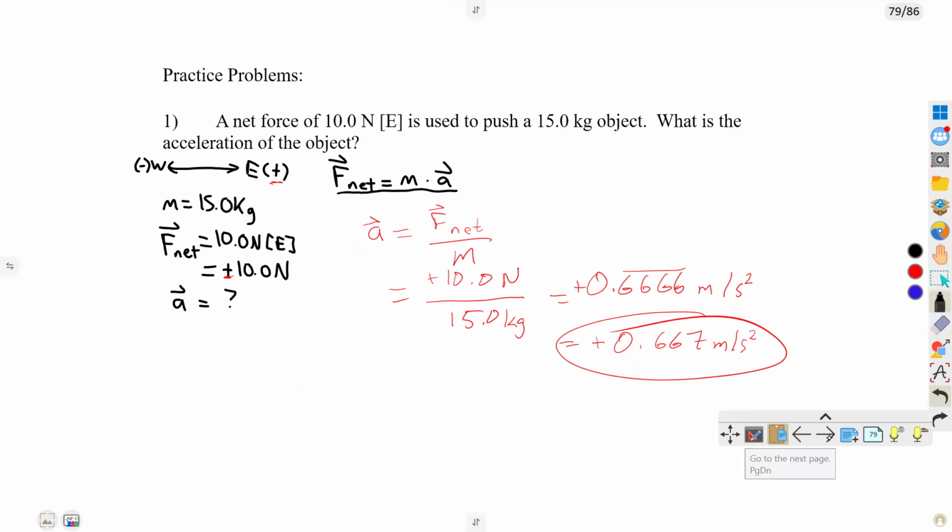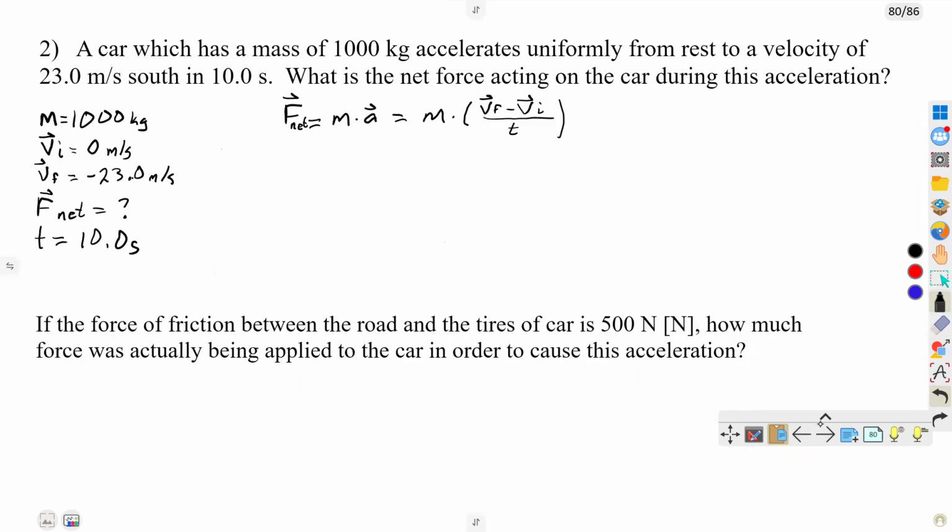All right. We're going to up the difficulty just a little bit over here. So here we talk about a car with a mass of 1,000 kilograms accelerates uniformly from rest. So the initial velocity is going to be 0 meters per second to a velocity of 23.0 meters per second south. So final velocity is negative 23.0 meters per second. Remember, north is typically positive and south is negative. And this is going to be done in 10 seconds here. What is the net force acting on the car during this acceleration?